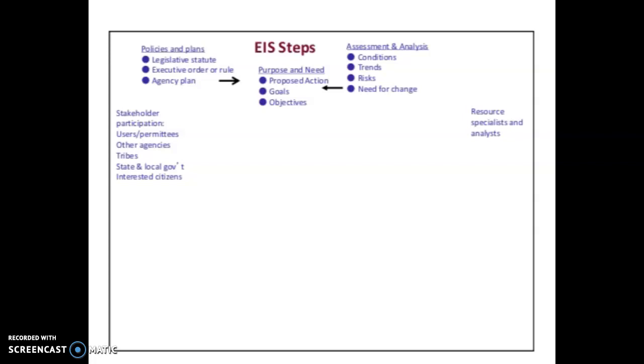And so we first establish a purpose and need, and so we identify the proposed action as well as the goals and objectives of that action. These are informed by overarching policy and statutes or agency plans, but also guided by initial assessments and analyses. So what condition is the current state in, and what are the risks, and what are the needs for change?